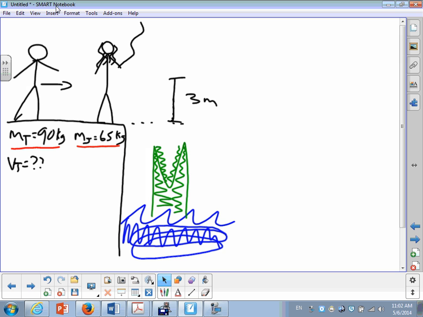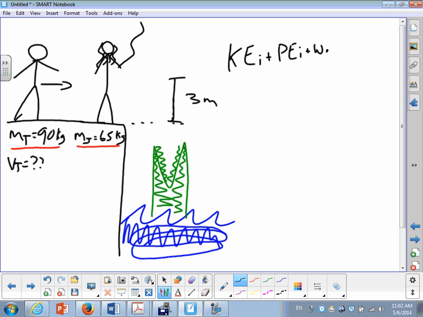Well, the first thing that I would do with this is work almost backwards. I know how high they have to swing, so I would take a look at the energy situation of the moment right after Tarzan grabs Jane and starts swinging. So right at that moment, we know our equation for energy is the kinetic energy initial plus the potential energy initial plus the work external is going to equal the kinetic energy final plus the potential energy final.